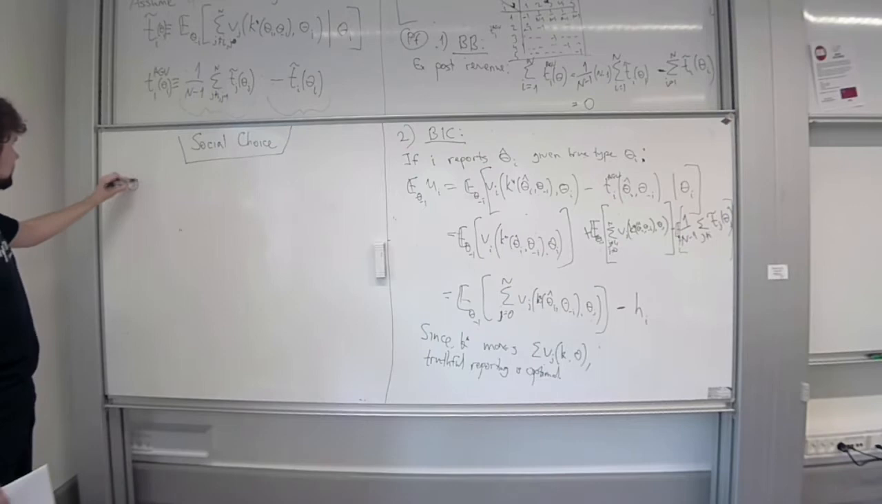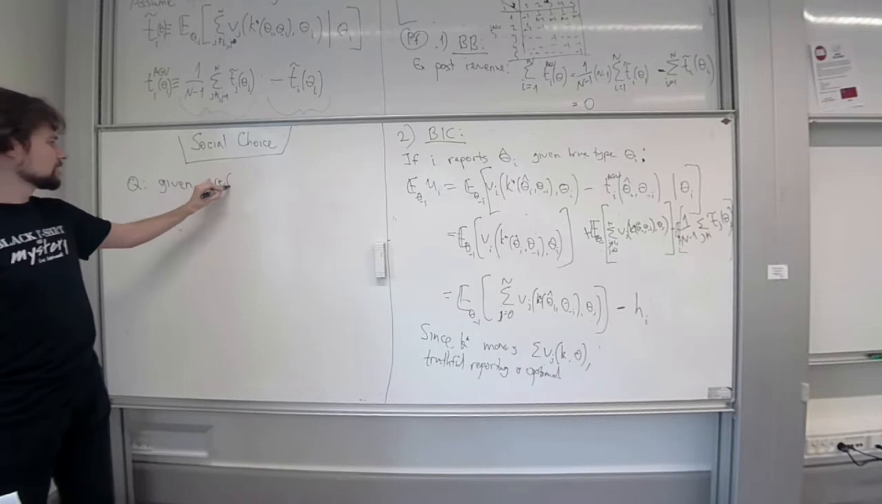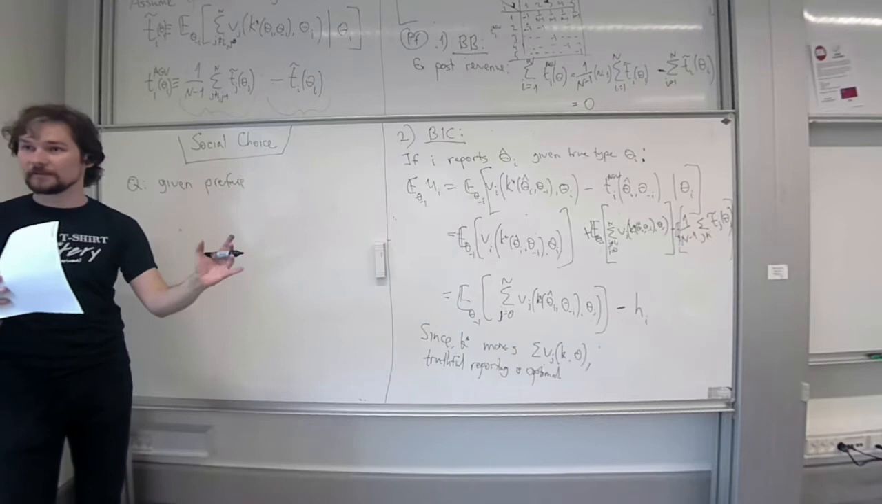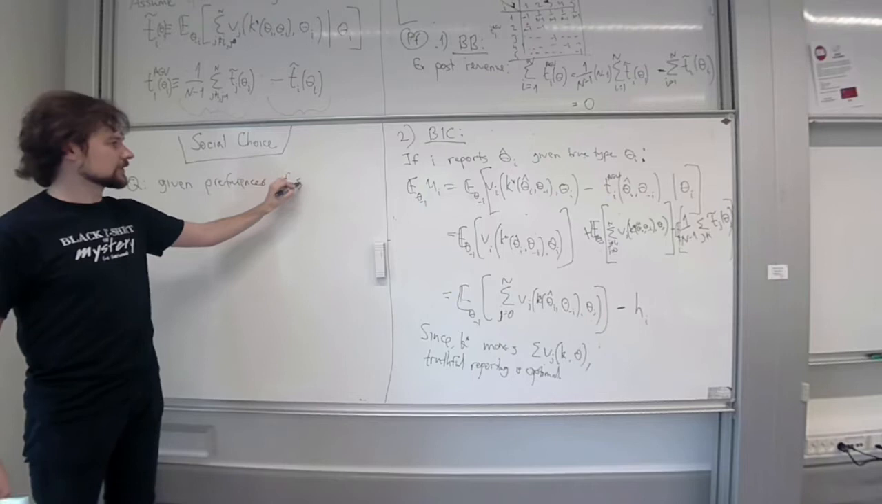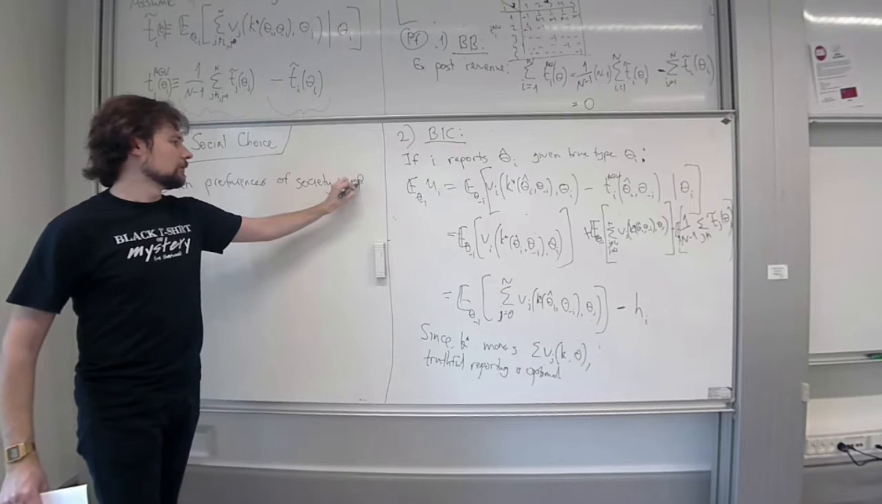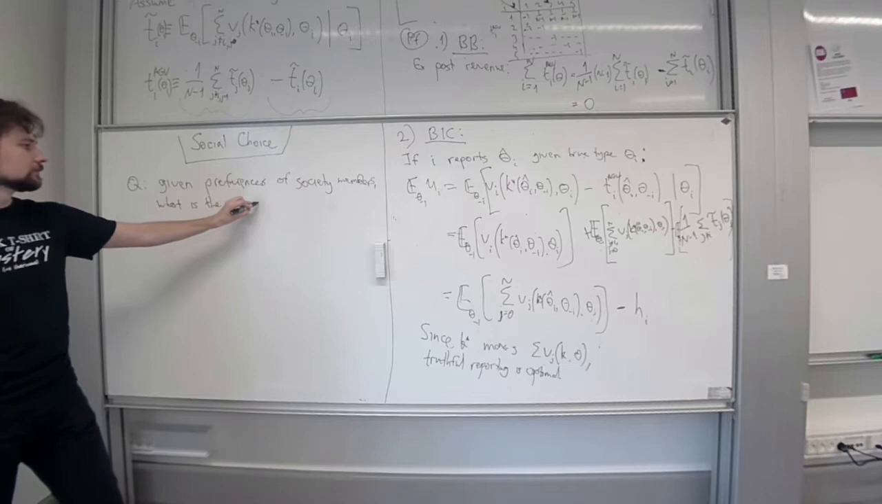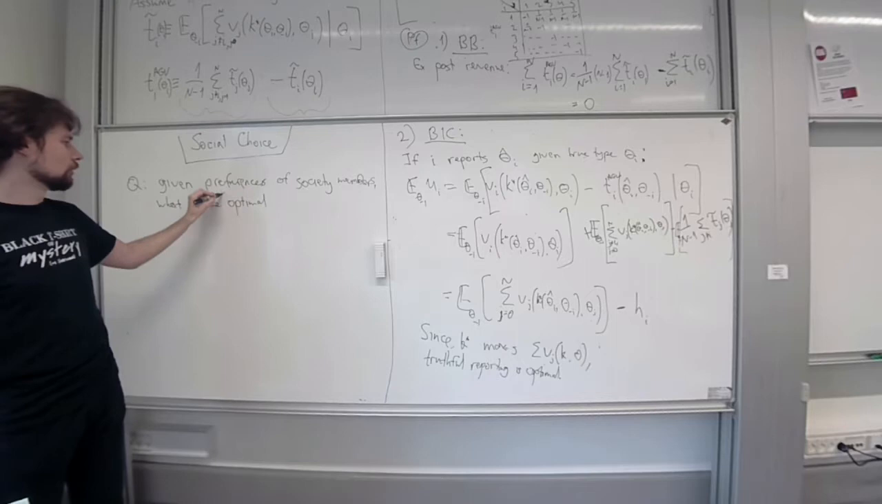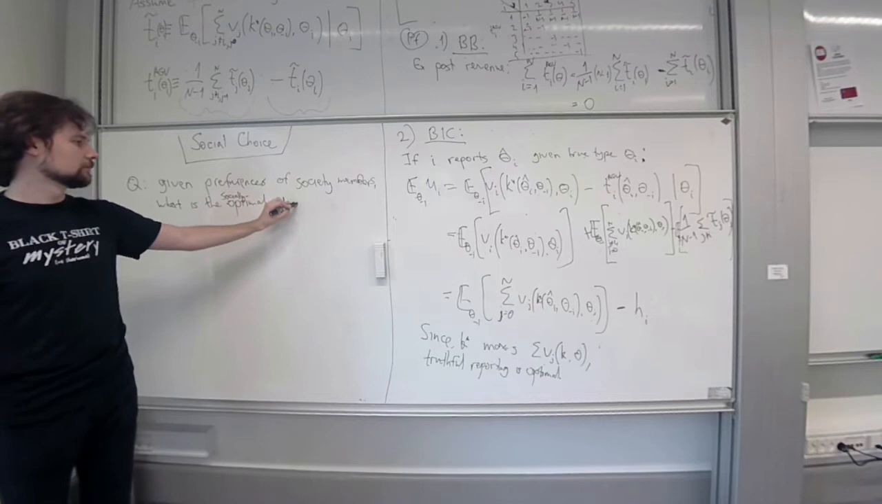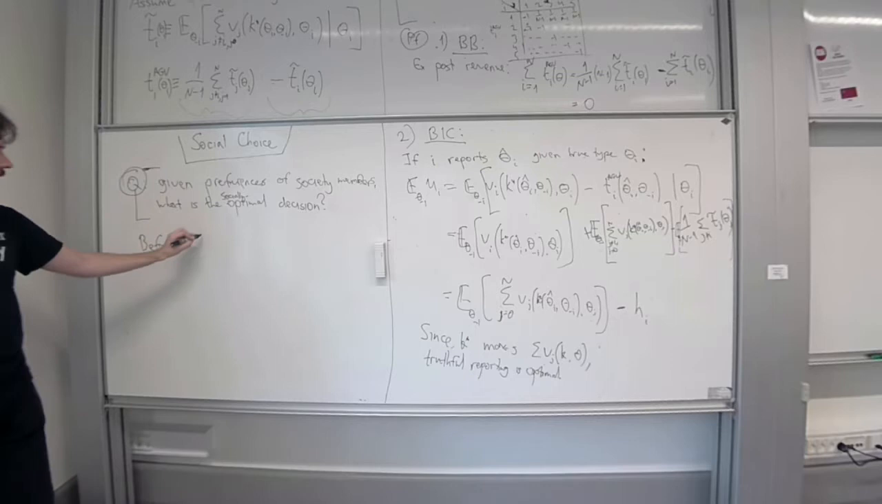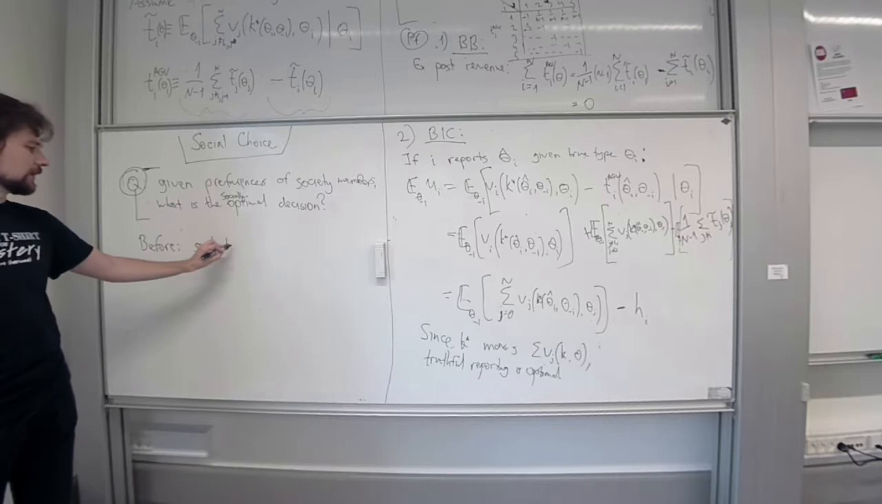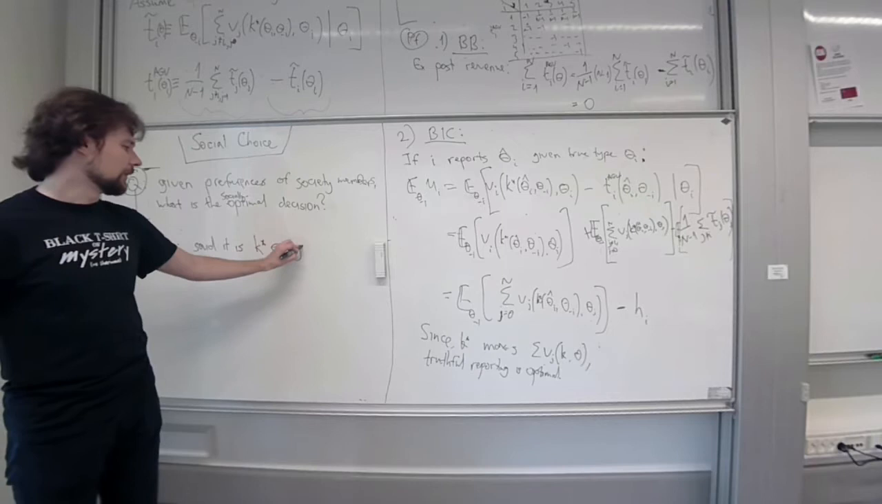given some society and some number of agents and some preferences of these agents, so given preferences of society members, mechanism members in our case, what is the optimal social choice? The socially optimal decision. In particular, before this point, we just said that it is our K star, the efficient allocation that, again, maximizes the sum of utilities.